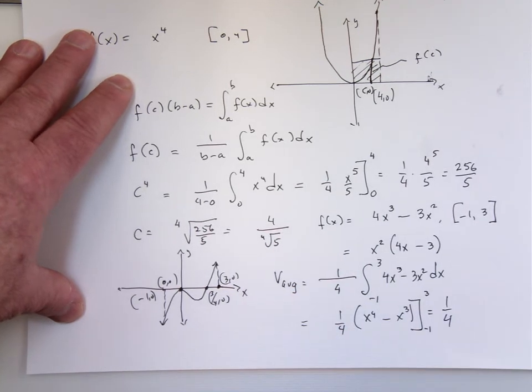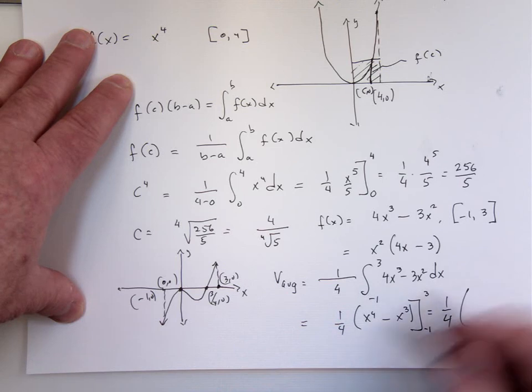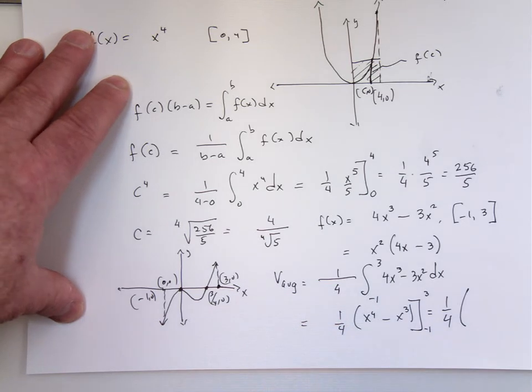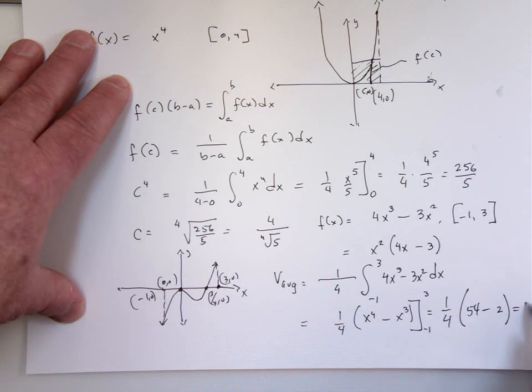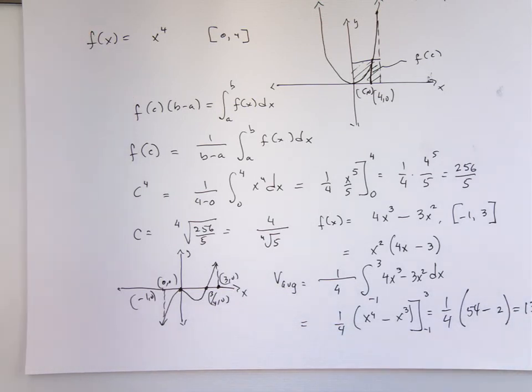So we get 1/4, 3 to the 4th, 81, minus 27, okay? 54, minus 2. That's 52 over 4, which is 13. 52 weeks in a year, 4 seasons, 13 weeks in a season. There you go. Or decks in a card, 4 suits, 13. All right, anyhow. So we got an average value of 13.